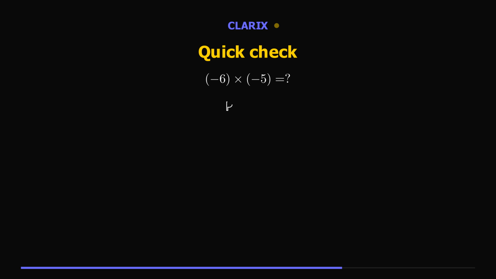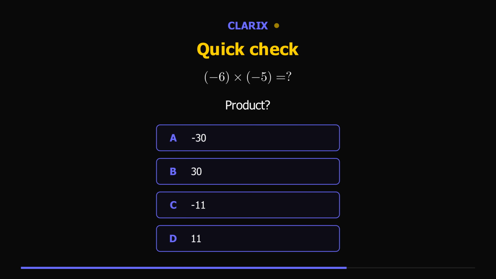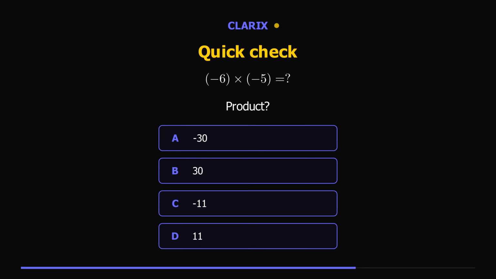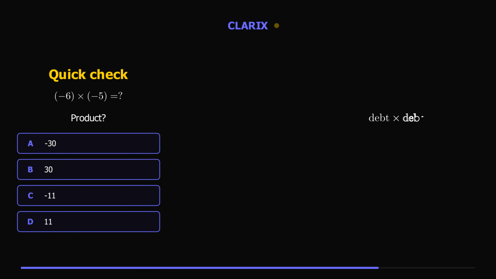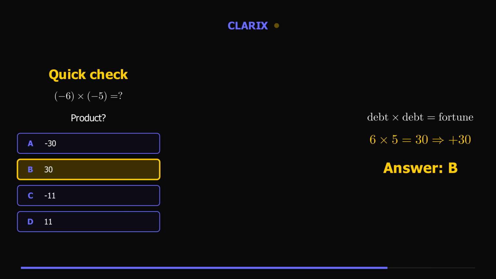Quick check. The question's on screen. Pause if you like, but try it first. 10 seconds, go. Negative 6 times negative 5. A debt times a debt is always a fortune. Positive. 6 times 5 is 30, so the answer is positive 30.